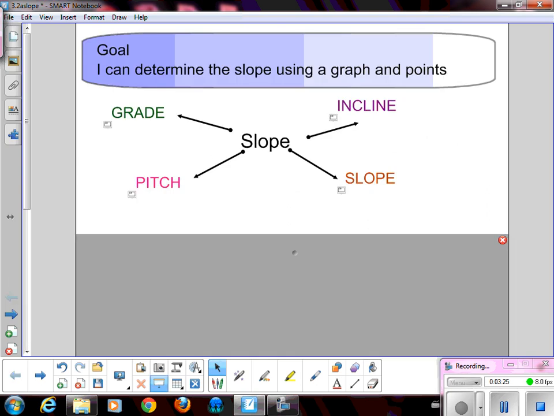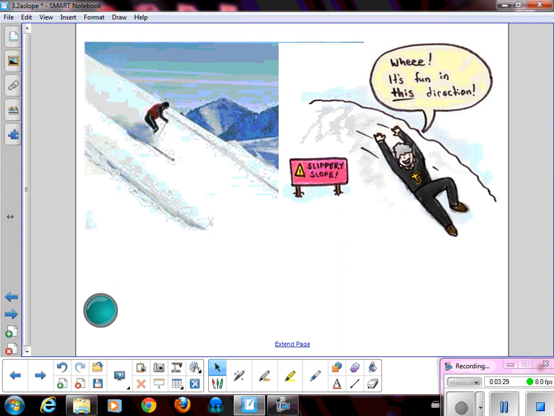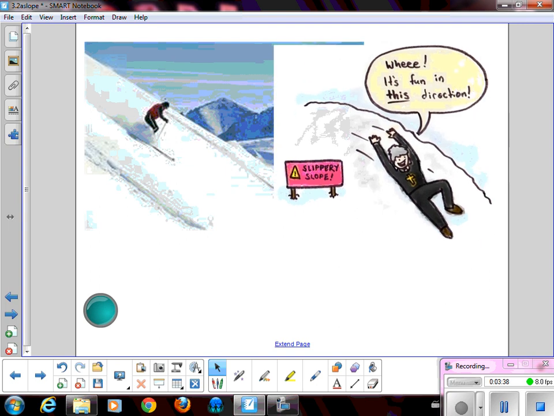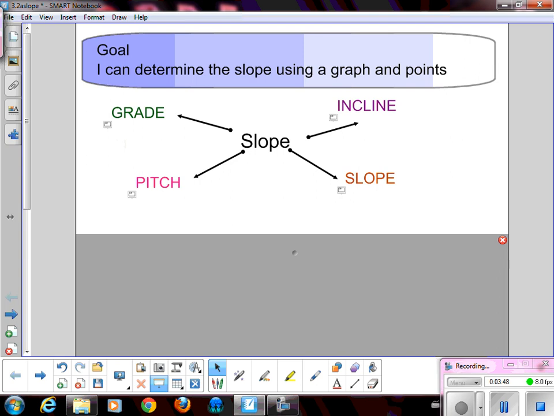The last one that I have here is actually the word slope. Where do we see slope? Well, we see slope when we're talking about skiing, sliding down something. Often you hear about going down a slippery slope. Same kind of thing. It's talking about how steep something is. So that is just a quick rundown of what slope is.